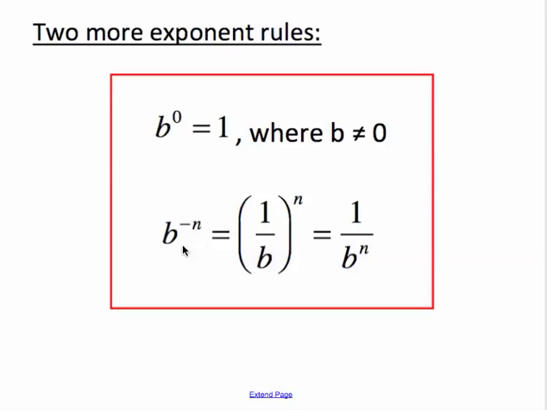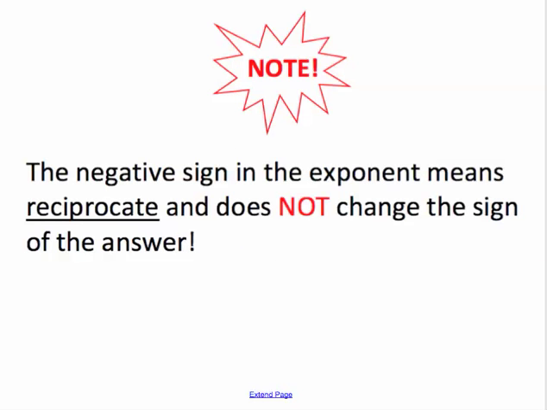So whereas we saw 2 to the power of negative 3 could be written as 1 over 2 to the positive 3, we can also make that general statement here. So the negative in the exponent means reciprocate, means flip the base upside down and change the exponent to positive. So it's important to note that the negative sign in the exponent does not mean change the sign of the answer. Just because the exponent is negative does not mean the answer is going to be negative. The negative doesn't have the same meaning as it usually does in the base. It doesn't mean negative, it means reciprocate.